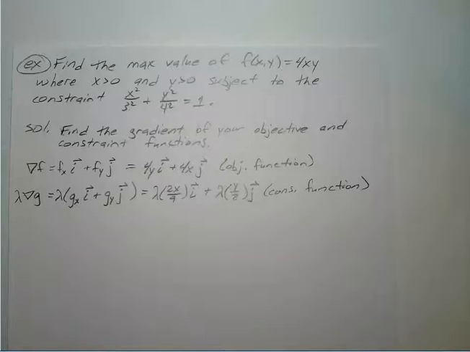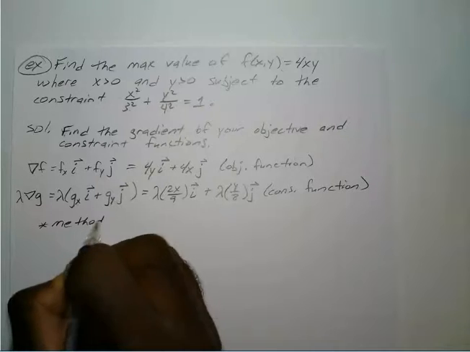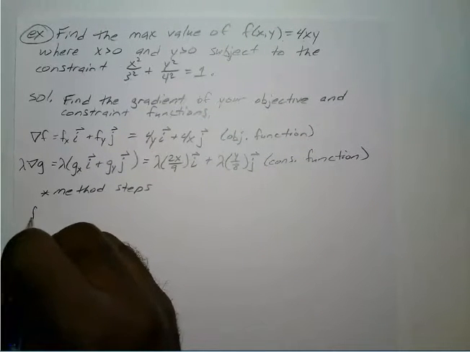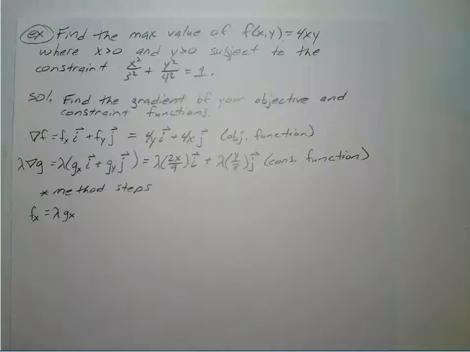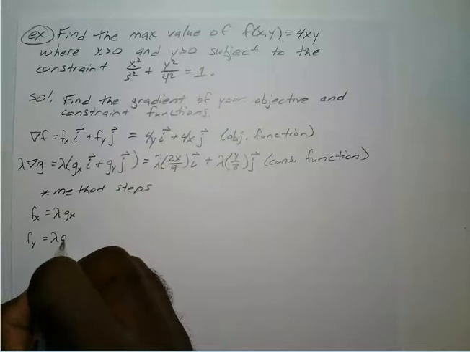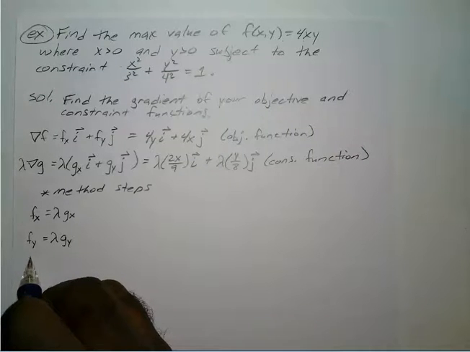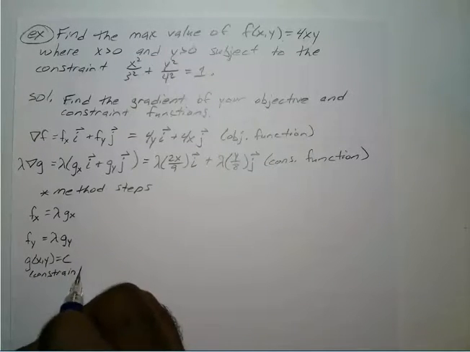Okay, so far, so good. So now what we're going to do is do all of our method steps one at a time. If you remember, you have the partial with respect to x of f, which is lambda times the partial of g with respect to x. You have the partial of f with respect to y equals lambda times the partial of g with respect to y. And you have your constraint, which is g of x, y equals c.